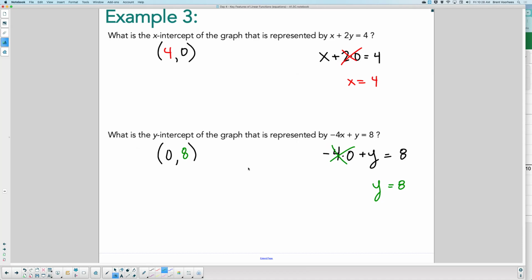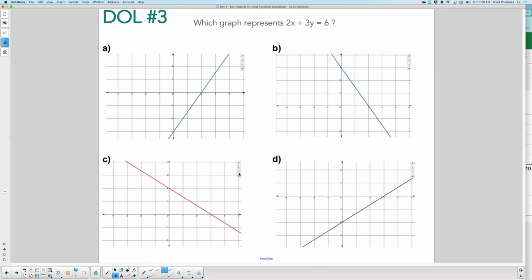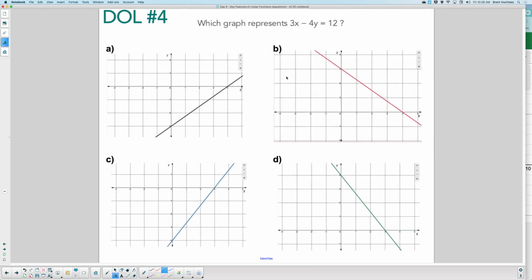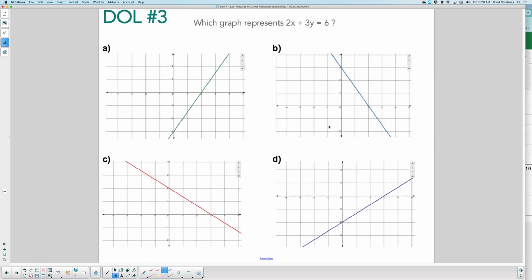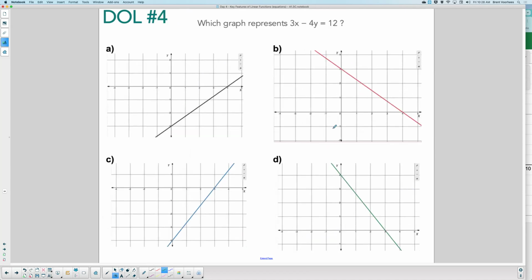Okay, with this, I believe we've come to our last couple DOLs. I want you to look at this equation and then after, look back at this one. So you can just pause the video if you need to on DOL number 3. But then after you get this, try DOL number 4.